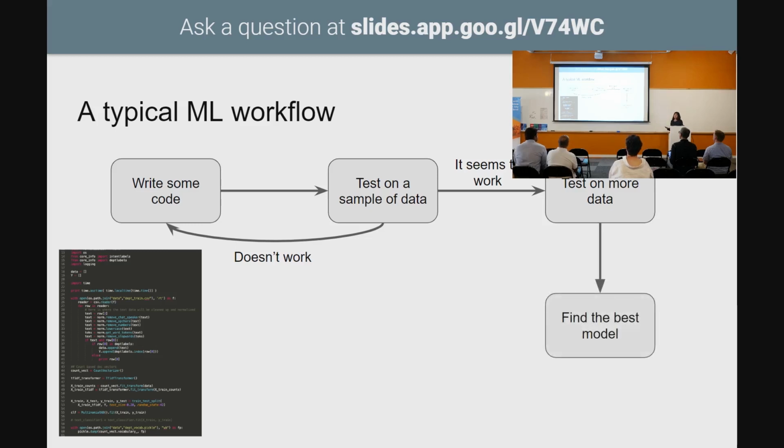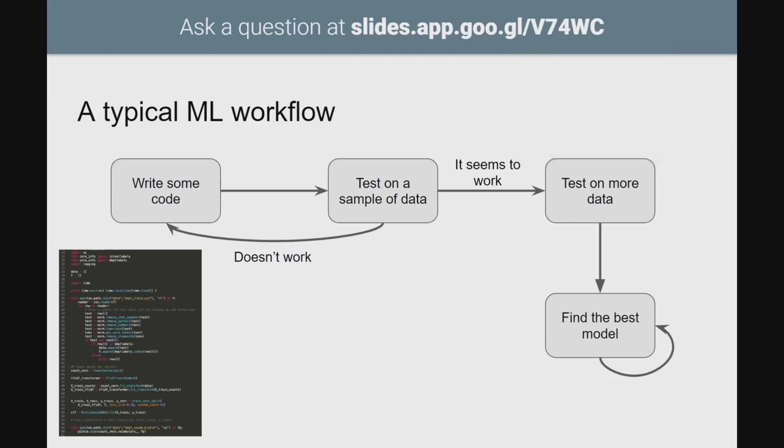It works, but this is not the best model, right? It cannot be the best model. It works on those 4,000 sentences. So you iterate, and you try to find the best model by changing a bunch of things. You could change the algorithm, you could change the hyperparameters. If you're doing deep learning, you could change the architecture.